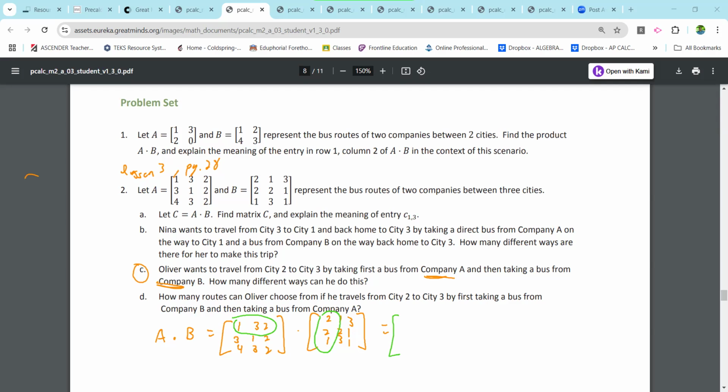1 times 2 is 2. 3 times 2 is 6. So that gives me 8. 2 times 1 is 2. So that gives me 10. Row times the next column. 2, 6, 6, 13. Yep, I agree. The next one. 8. I agree. Then take the next row and repeat the process. 10. I agree.